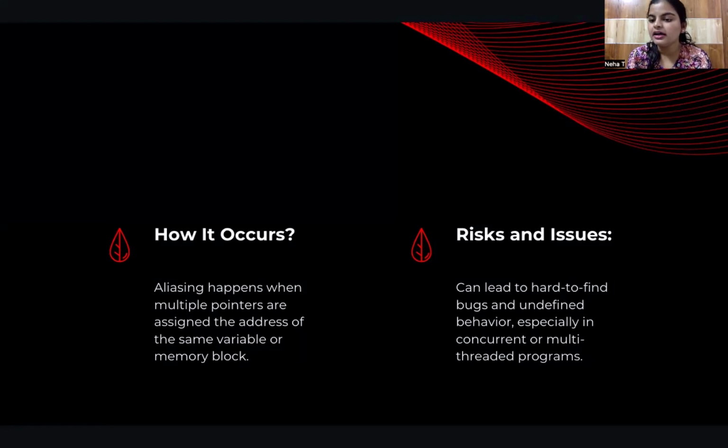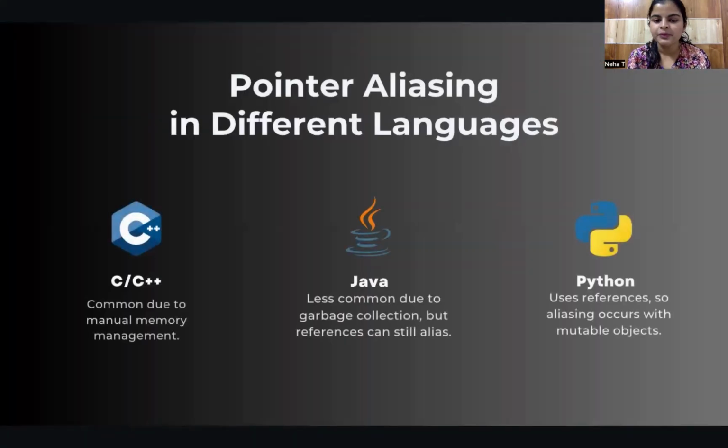It can lead to hard to find bugs and undefined behavior, especially in concurrent or multi-threaded programming. That is the risk and issues it has. Now, pointer aliasing in different languages, we'll see.